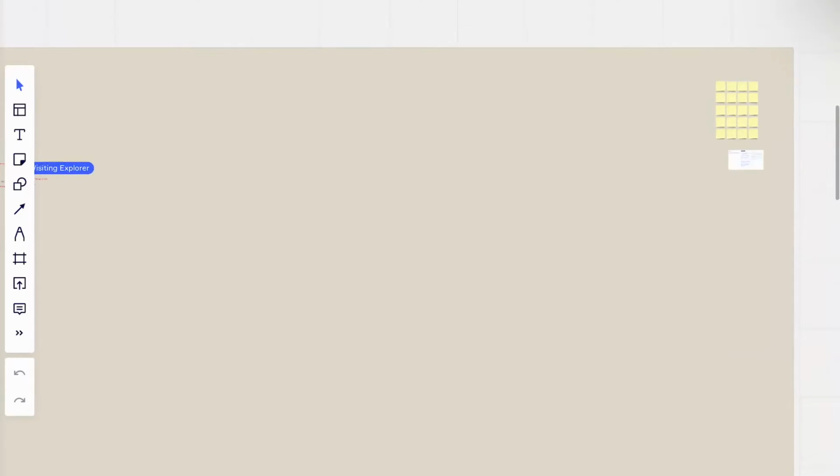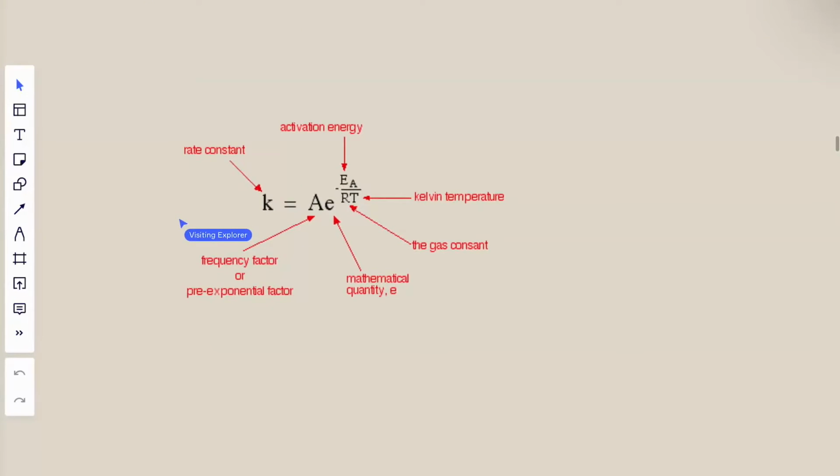Let me see. Okay. Rate of reaction. Oh, it's long. It's long. Yeah, see whether I have another image for that. Okay.